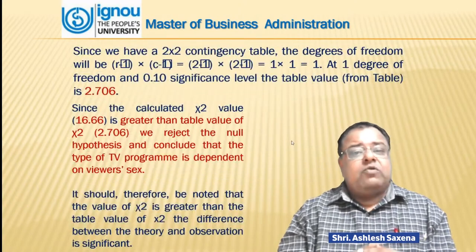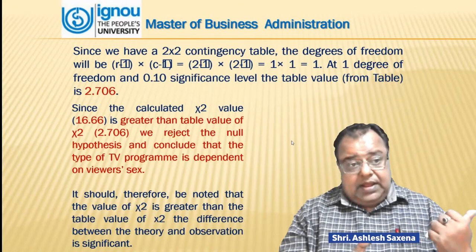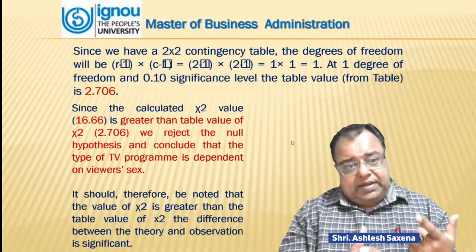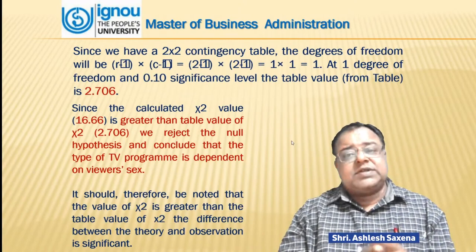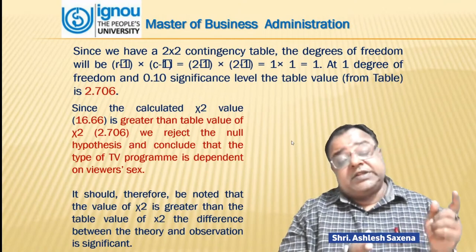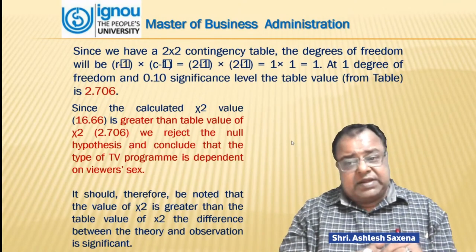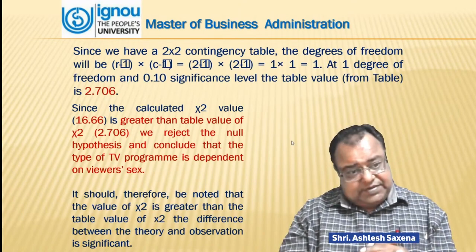Since we have a 2 by 2 contingency table, the degree of freedom will be (R minus 1) into (C minus 1), which is equal to (2 minus 1) into (2 minus 1), which comes out to be 1. At 1 degree of freedom and at 0.10 significance level, the tabulated value is 2.706.